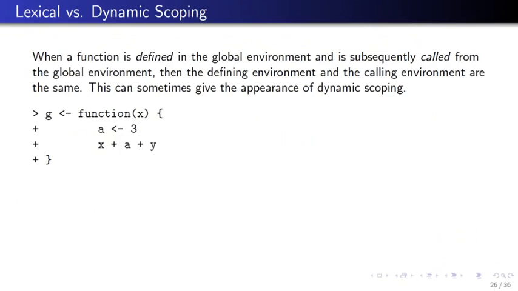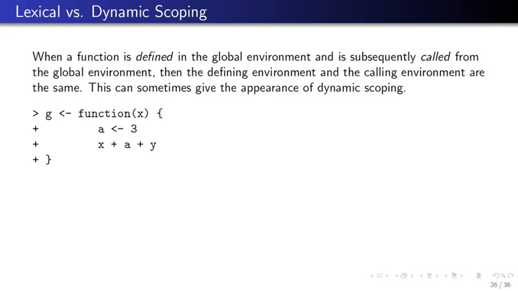The one thing that will make lexical scoping and dynamic scoping look the same is that when a function is defined in the global environment and is subsequently called from the global environment, then the defining environment and the calling environment are exactly the same. And so this can sometimes give the appearance of dynamic scoping even when it doesn't exist. So here I've got a function called g. It takes an argument x. It assigns a to be equal to 3. And then it adds x plus a plus y.